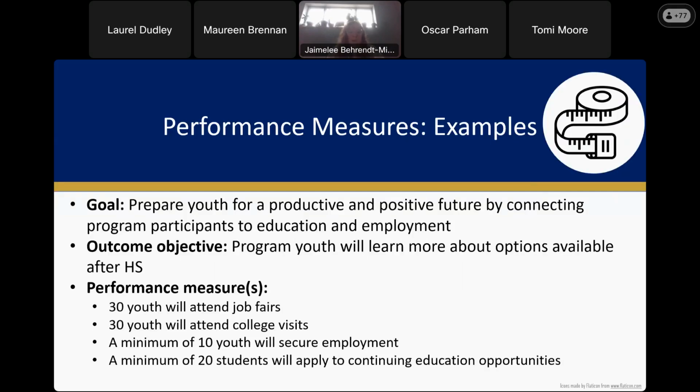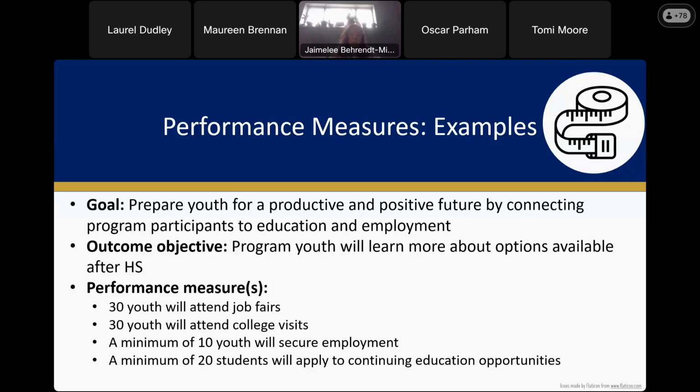So if we think about the other part of this, of preparing youth for a productive and positive future by connecting them with education and employment, we also might think about that outcome objective of youth learning about the options available after high school. And if that's our objective, some of the performance measures related to this might be, we want 30 youth to attend job fairs, we want 30 youth to attend college visits, right? These are things that we're going to set up. We're going to count how many youth are doing each of these things and then be able to track it.